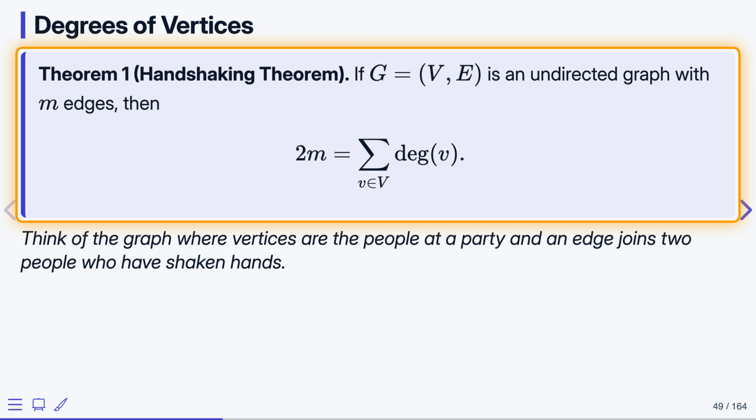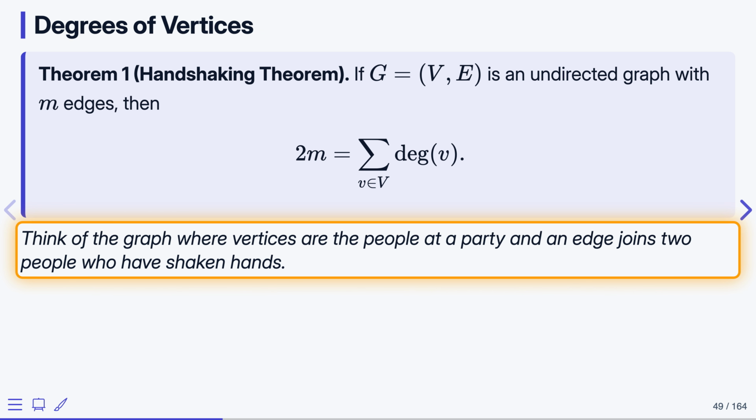A very useful rule now. It is called the Handshaking theorem. It says that 2 times m equals the sum of all the degrees. Here m is the number of edges, and the sum runs over every vertex in the graph. We already used this as a check twice. Now we say why it is true.